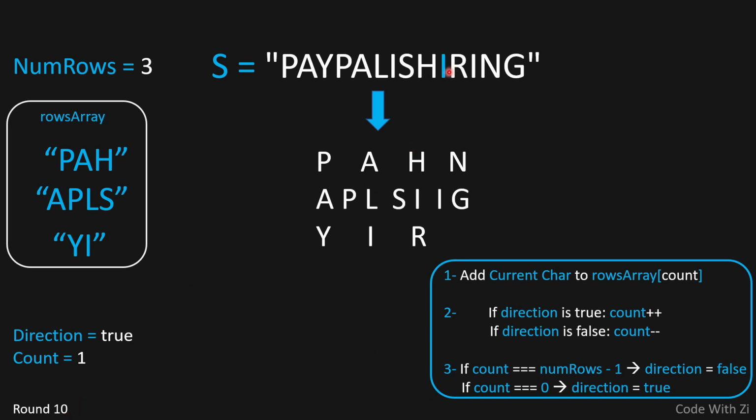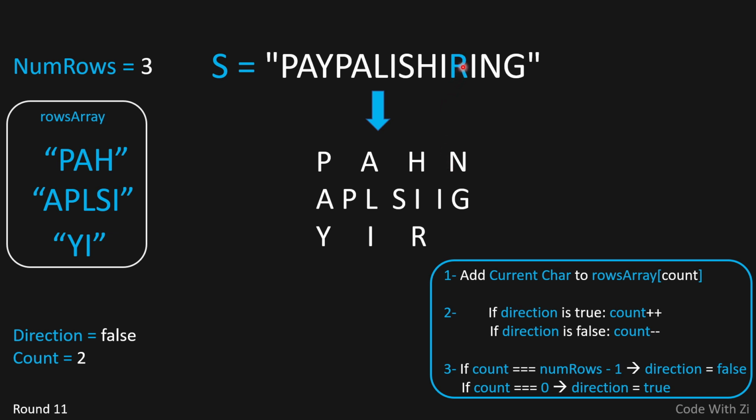In our 10th round, our current character is gonna be I. Let's add I to our array at the count index. Count is currently 1, so let's add I here. Direction is actually true, so we're gonna increment count. Count is actually incremented, and then we're gonna check if count is equal to 2, and it is, so direction is gonna be false, so we're actually gonna do that, and then we're gonna move on to the 11th round.